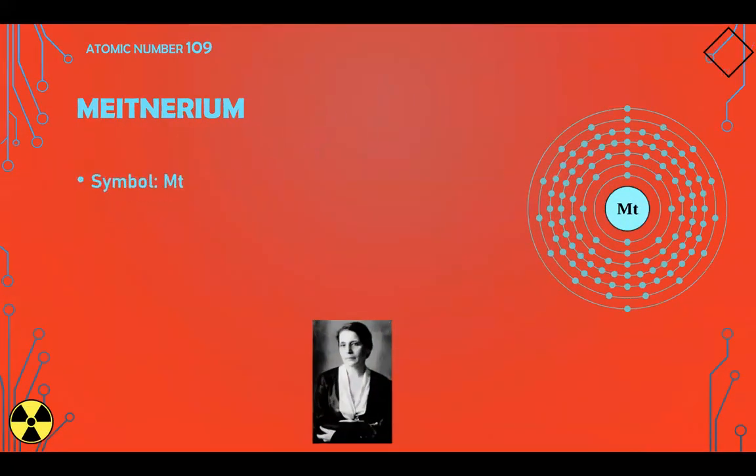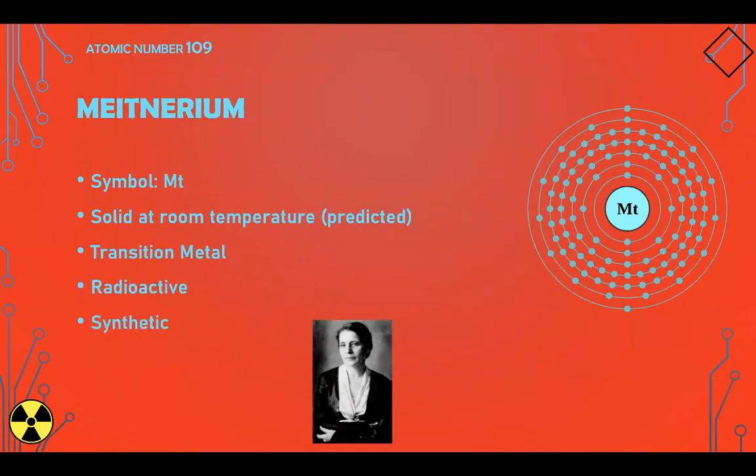Meitnerium. Meitnerium's symbol is Mt. It is a solid at room temperature. It is a transition metal. Meitnerium is radioactive. It's synthetic. It's named after the scientist Lise Meitner, and it has no uses yet.